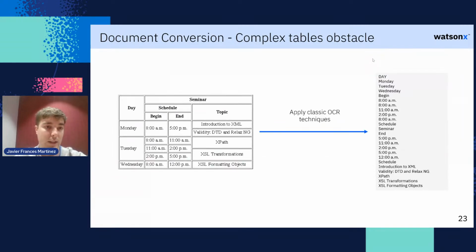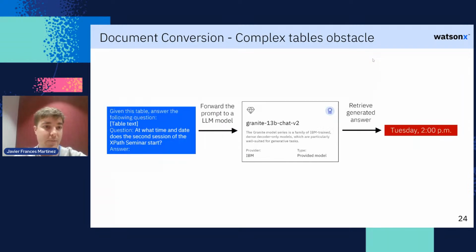For example, the one here, you can see a table that could be contained in a PDF talking about the schedule of a seminar. If we apply classic OCR techniques, then we will extract the text we can see here to the right. But is this text really useful? If I prompt a model with this table text and I ask the question, at what time and date does the second session of the XPath seminar start?